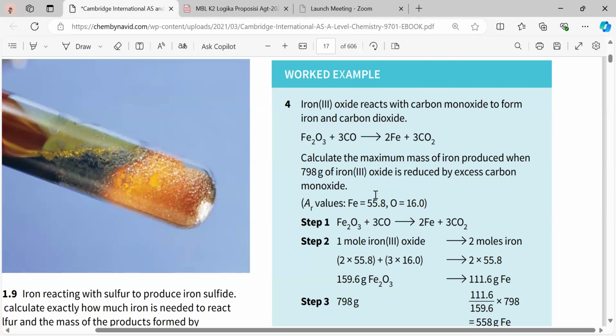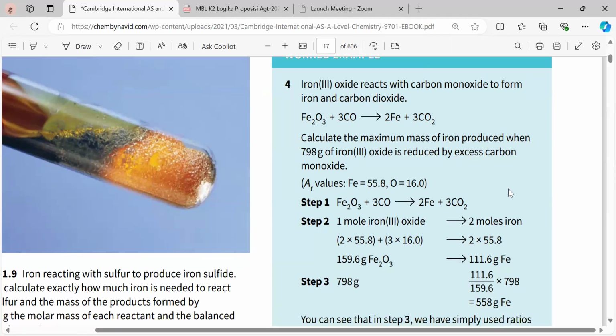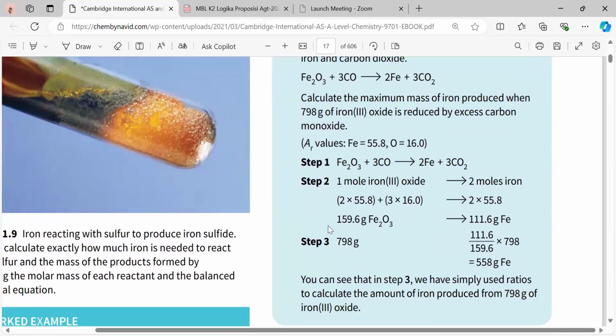These are the Ar values that we need to know. Now we do the multiplication. Fe2 is 2 times 55.8, plus O3 is 3 times 16. Now we get this result, and then we have 2 moles of iron. You're probably wondering why the carbon monoxide part is not used here. Since it is in excess, we don't really use it anymore. We don't use the carbon, we can just ignore that. So here it is.